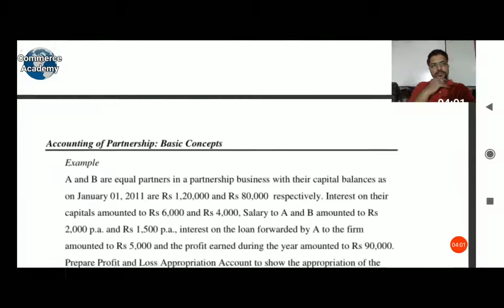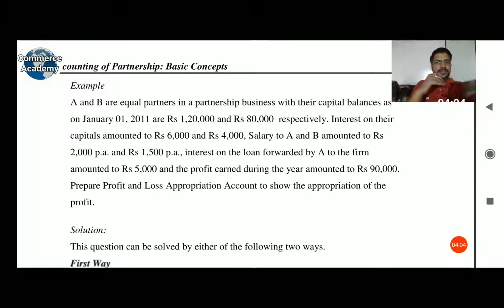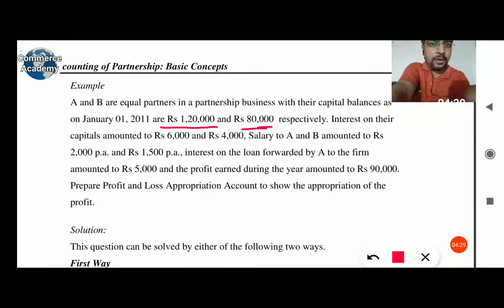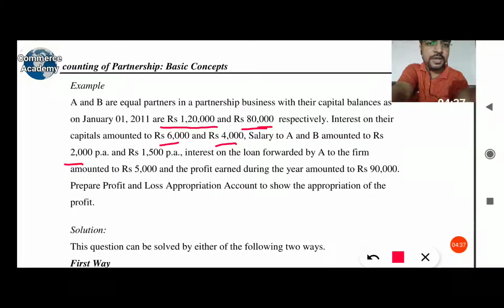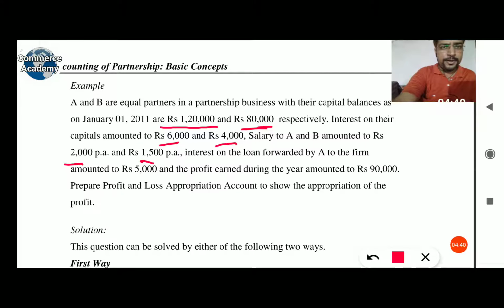आइए क्वेश्चन समझते हैं इसके ऊपर. A and B are equal partners in a partnership business whose capital balances as on 1st January 2011 are 1,20,000 and 80,000 respectively, A's capital and B's capital. Interest on their capital is 6,000 and 4,000. Salary of A and B is rupees 2,000 and 1,500 per annum.